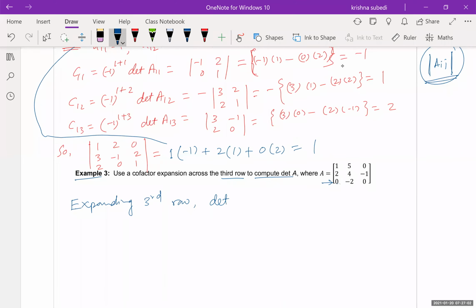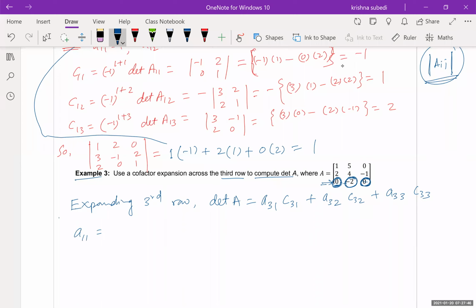the determinant of A will be, remember the formula is now A31 third row C31 plus A32 C32 plus A33 C33. See, okay, I expand this, I write A31, then A32, and then A33. So these are the positions that I consider in my formula, and if I do that, we call it expanding the third row.